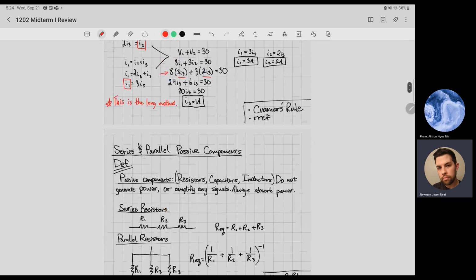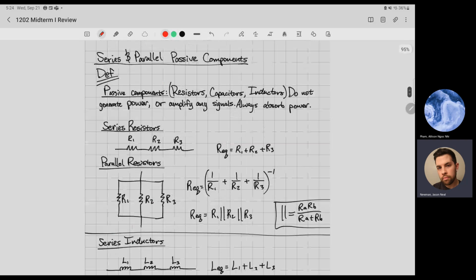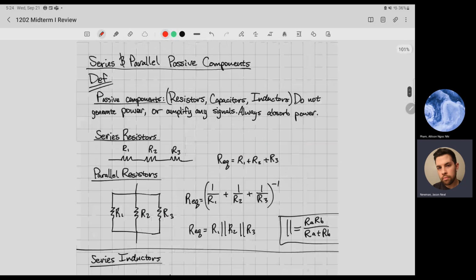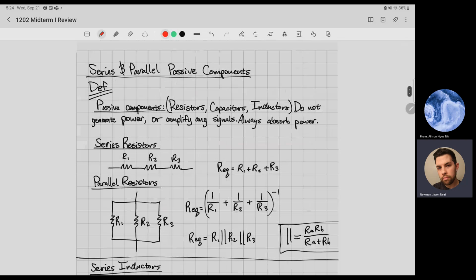Cool. All right, so let's just discuss real quick what series and parallel passive components are. So what is a passive component? A passive component is resistors, capacitors, and inductors. They do not generate power or amplify any signals. That's basically what defines a passive component. It's passive because it absorbs power. It does not generate power, like it dissipates heat, you know.